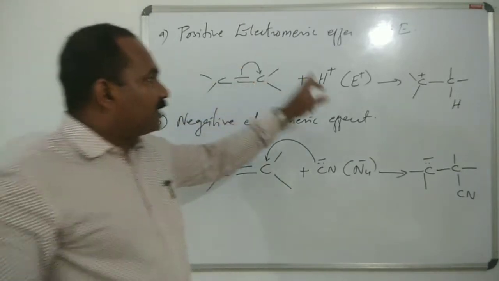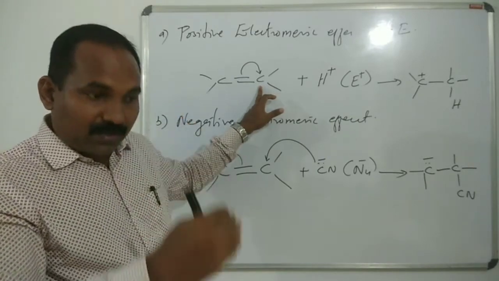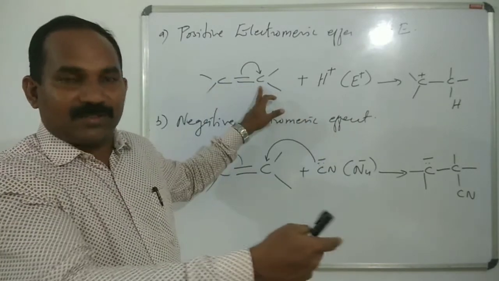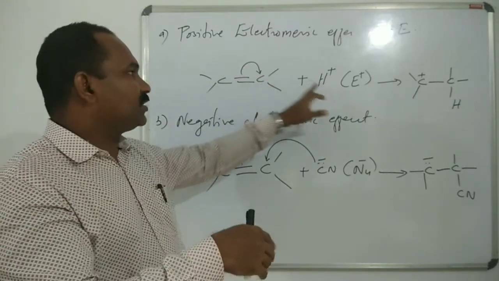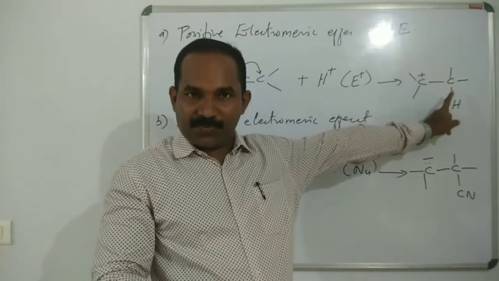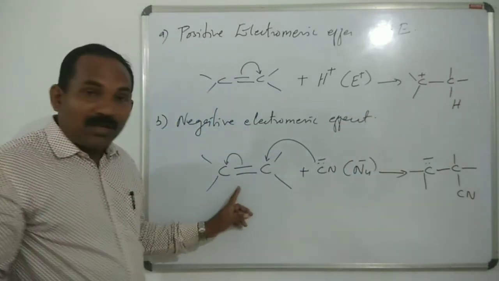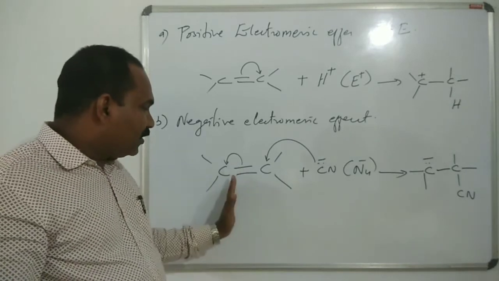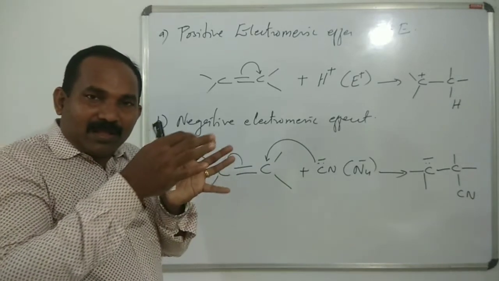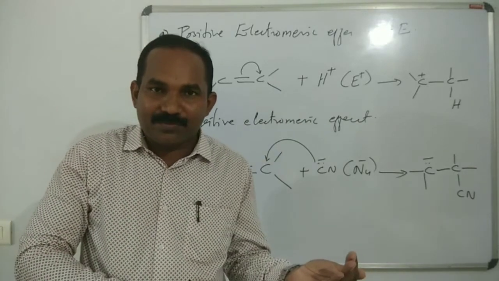Here, the attacking reagent is attached to the carbon atom, and the electron is shifted to that carbon atom. Okay, this electron is shifted to that carbon atom. To that carbon atom, the attacking reagent is attached. That's why it is positive electromeric effect. Please listen here. Okay, here the shared electron pair is shifted to one of the atoms.